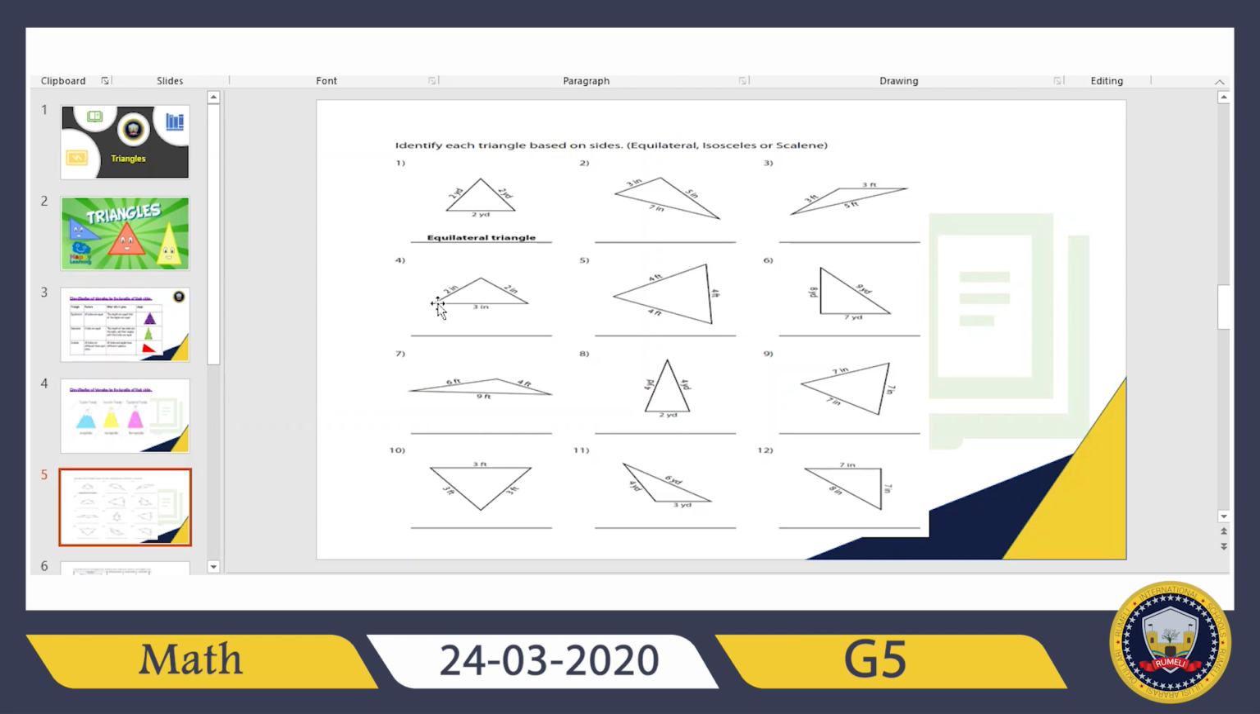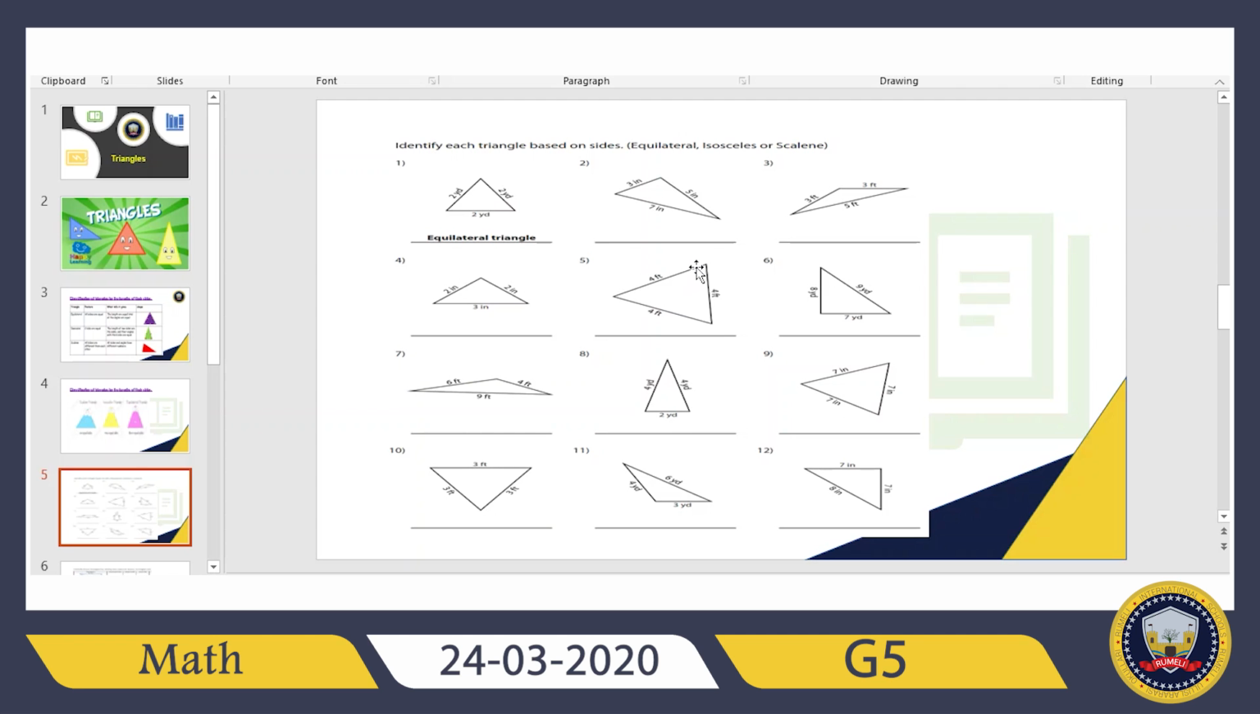Number 4, first side equals 2, second side equals 2 inches, and the third side equals 3 inches. So I have only two equal sides. So what's the name of this triangle? Is it equilateral, all sides equal, isosceles, only two sides equal, or scalene, all sides different in measure? Yes, it's isosceles, because only two sides are equal to each other, 2 inches.